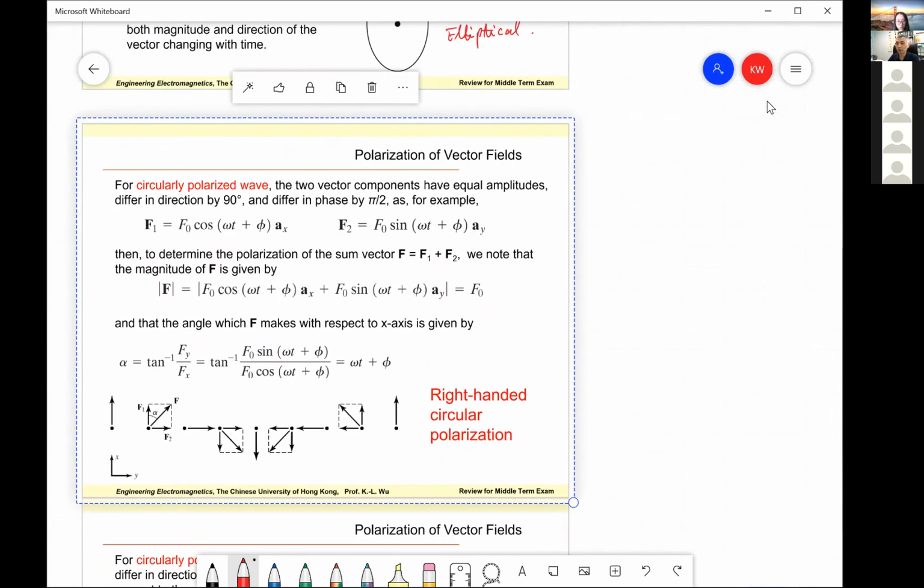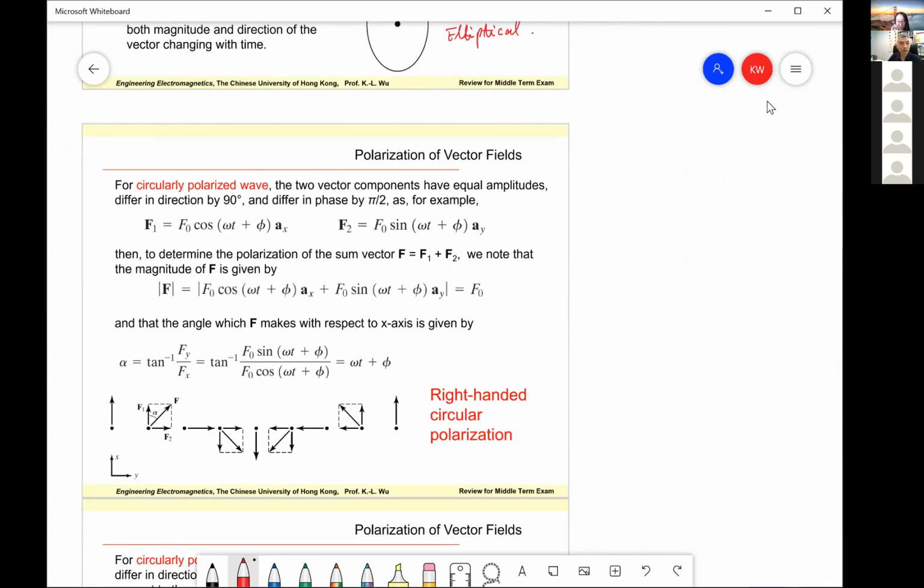Then we spent a lot of time discussing circular polarized waves, and we also said the very important application for circular polarized waves is satellite communication, GPS, right? And we were asked this question in the midterm, so I already told you many problems in the midterm.